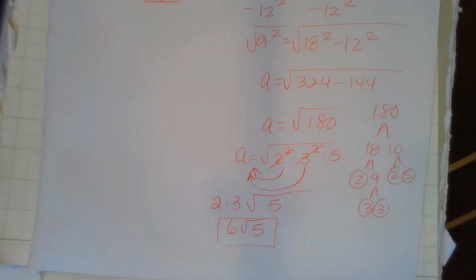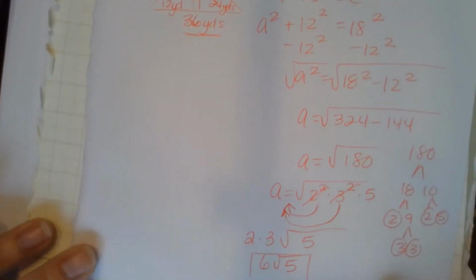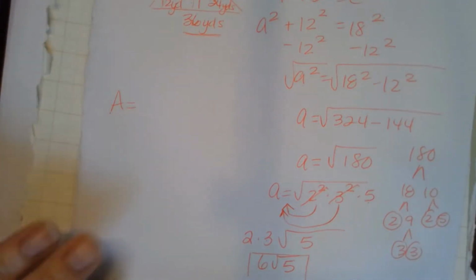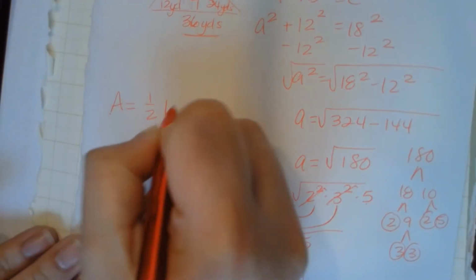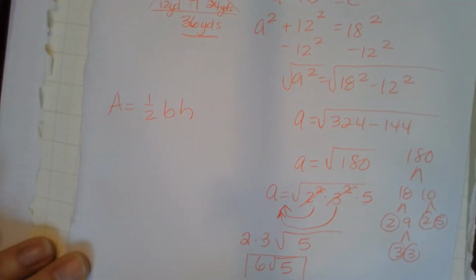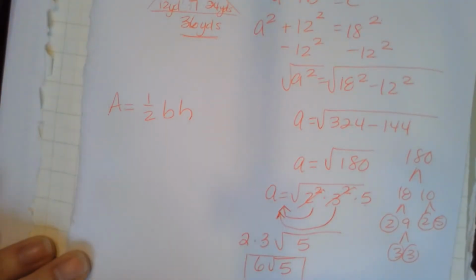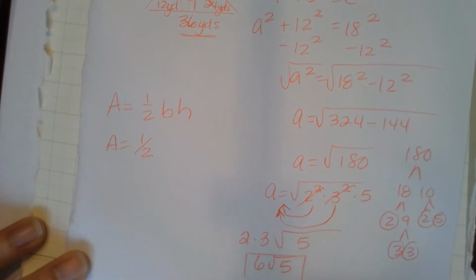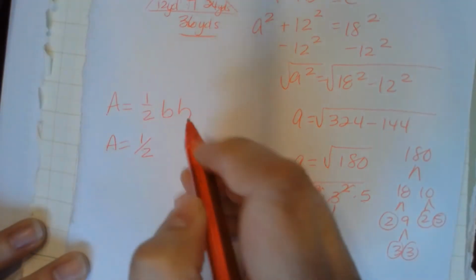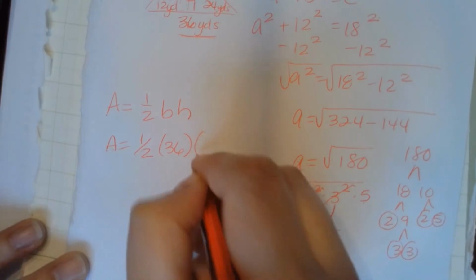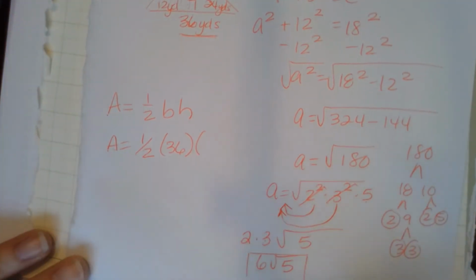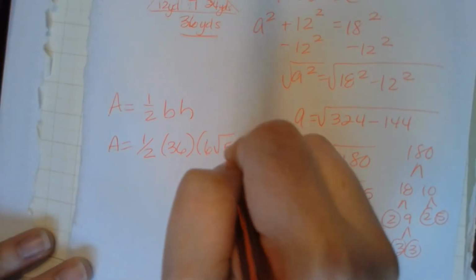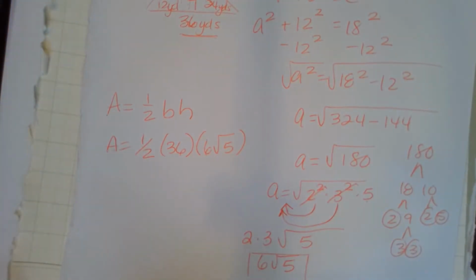All right, so with that, I'm going to move over here. And now I'm going to find the area because I have all my information. So from area, I'm going to go 1/2 base times height. And actually, I guess that's hypotenuse. So area equals 1/2. And I'm going to use the 36 yards for my base times the height, the other side, which is the 6 square root of 5.